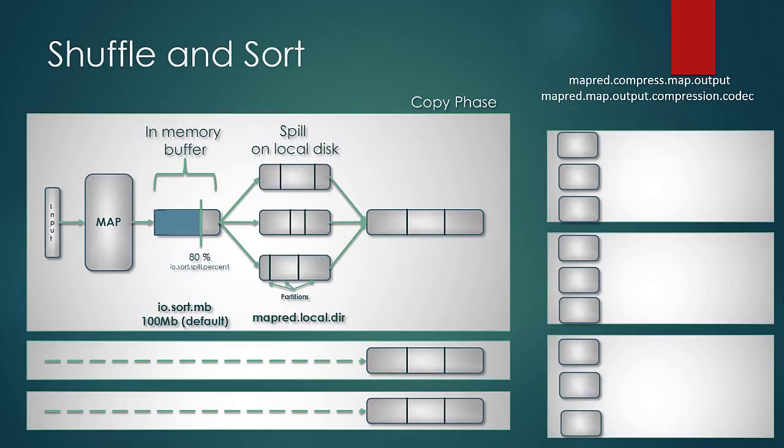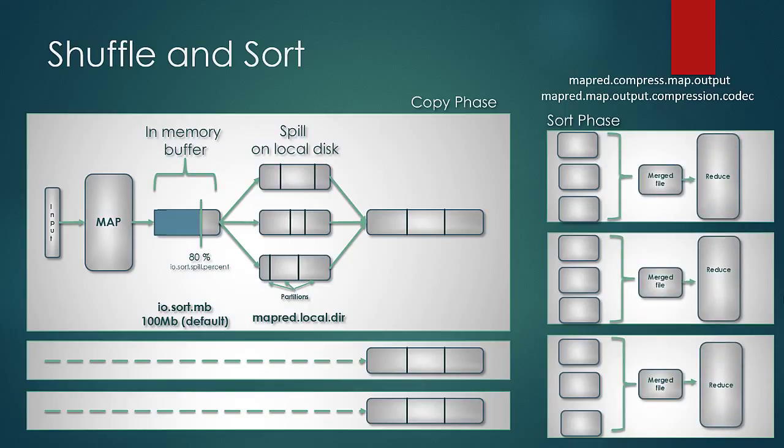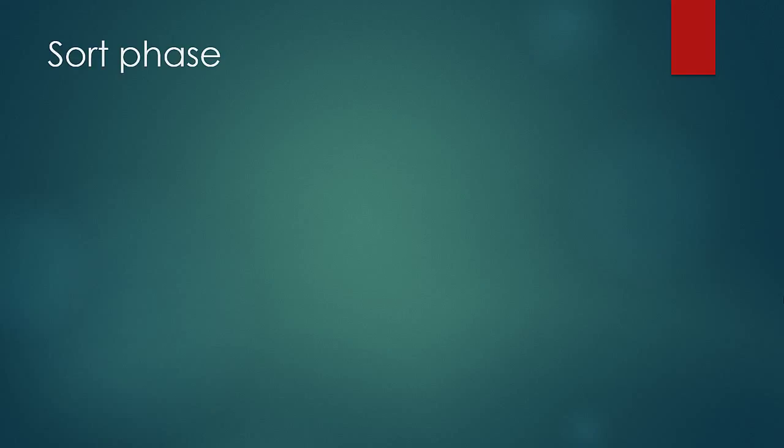After this comes the sort phase, and in this phase, the reducer merges the map's output, which is then fed into the reducer to create the final result. The mechanism in the sort phase is a little more involved. Let us look at the sort phase. In this phase, a property which plays an important role is the merge factor, which is set by the property io.sort.factor. Its default value is 10. It signifies how many files can be merged at one go.